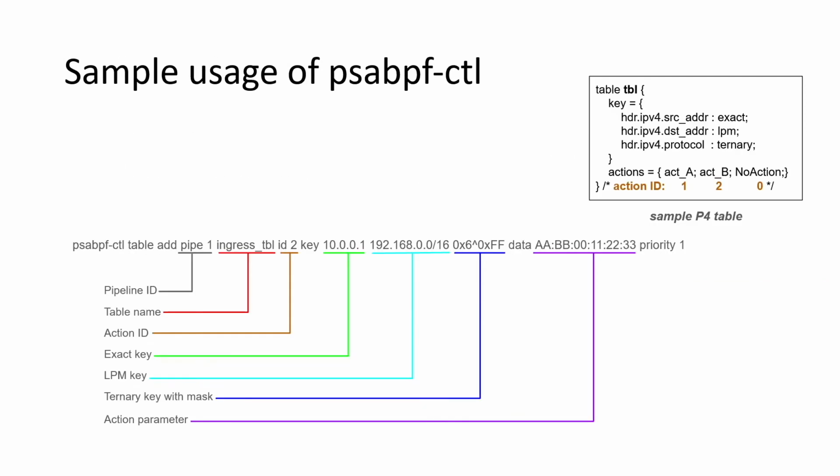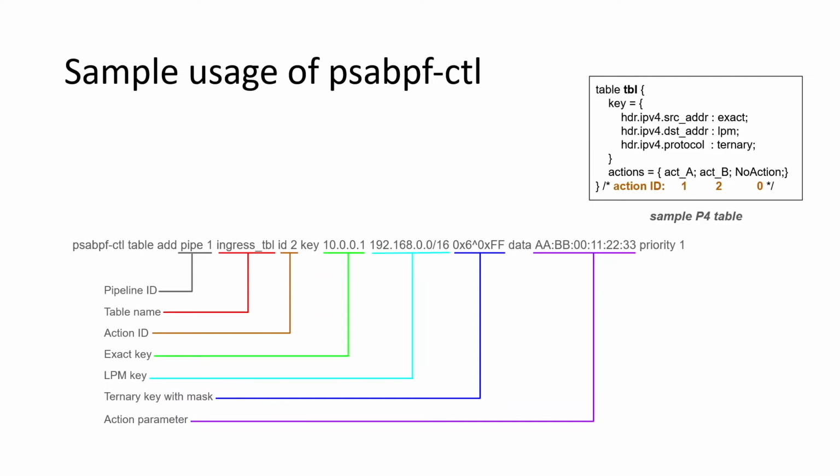In this slide, I will explain one of the most important PSA BPFCTL commands: how to add an entry to a table without implementation. In the top right corner, there is a sample P4 table. The table has three keys: exact, LPM, and ternary. It also specifies three possible actions: Act A, Act B, and NoAction.